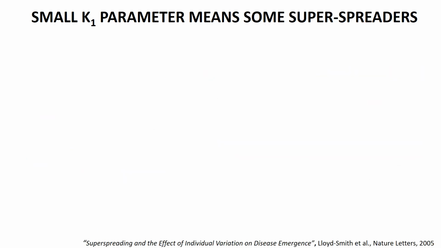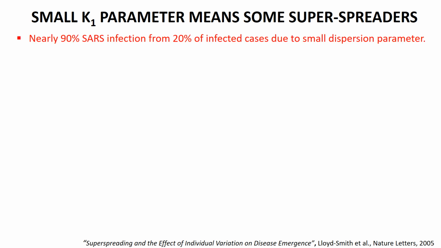So we're going to look at two examples of how we can use the K dispersion parameter. We're going to see that small parameters mean some super spreaders. So nearly 90% of SARS infections came from 20% of infected cases, and that's due to the small dispersion parameter for SARS. That means that if you could identify those 20% and isolate them, you could get rid of 90% of infections. That was roughly 2003 when the SARS epidemic occurred.